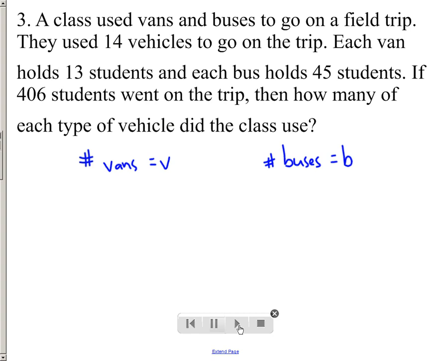One thing I want to point out here is that of all 3 numbers, actually all 4 numbers, only one of those numbers is labeled as vehicles. So we'll say vehicles plus vehicles equals vehicles. V plus B equals 14.